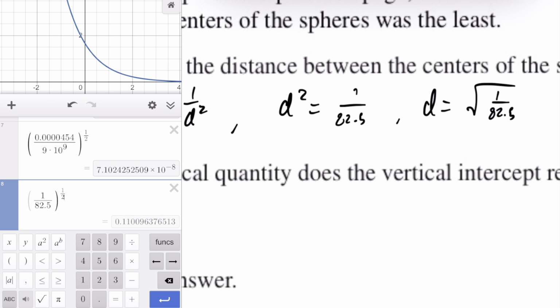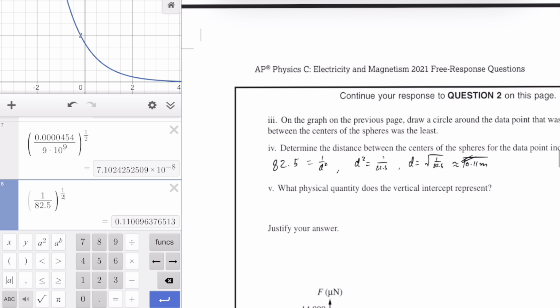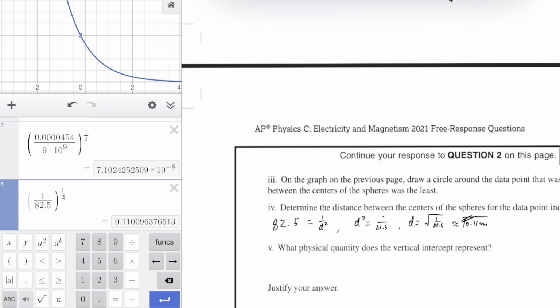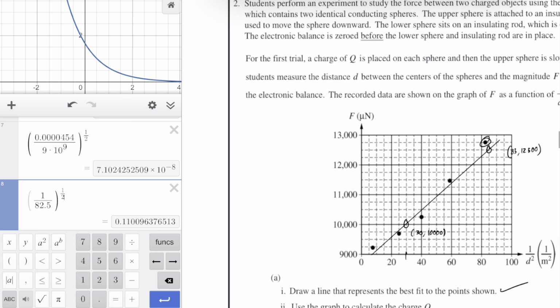Raise that to the 1/2 for square root. And the distance is roughly 0.11 meters. Done. What physical quantity does the vertical intercept represent? Now you might be asking, Coulomb's law has no plus. Why would it have a vertical intercept? That's where the error comes in.